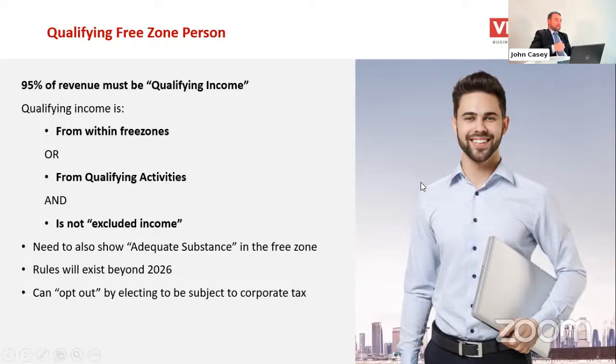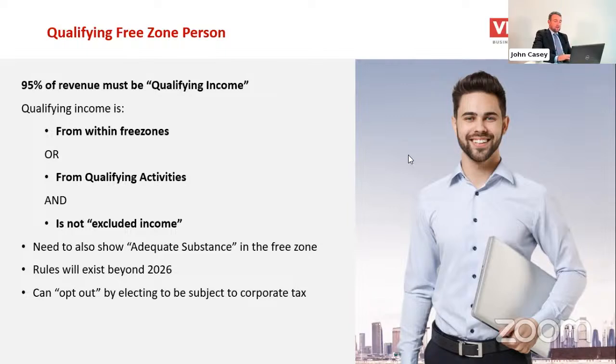Okay, so with that said, qualifying free zone person. To qualify, you first need to make sure that 95% of your revenue is qualifying income. We'll go into the details of what that is. You also need to show that you have adequate substance in the free zone, not just in the UAE, but substance in the free zone itself. As we mentioned before, the free zone exemption will go beyond 2026, unlike small business relief. But if it doesn't apply to you, and if you don't qualify for it, you can still go for something like small business relief.